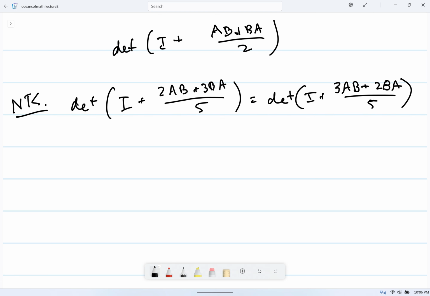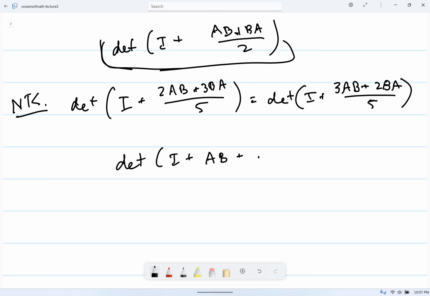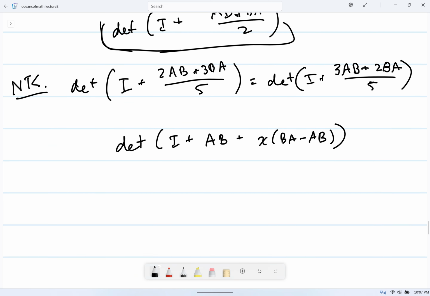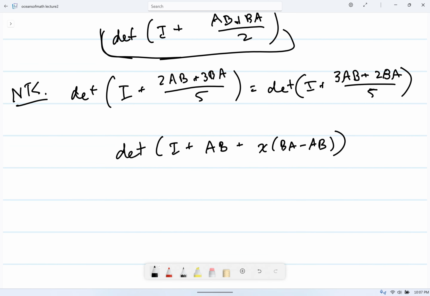Now, recognizing this symmetry, where I plus AB plus BA over 2 is kind of in between these two terms that we're trying to show are equal, why don't we introduce another kind of polynomial? So why don't we introduce determinant of I plus AB plus x times BA minus AB? All right, and recognize that this is now a polynomial in x. So this is a function of x, and I'll call it p of x.